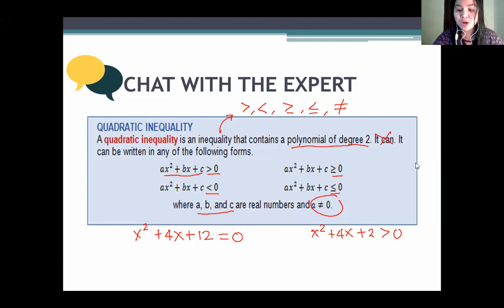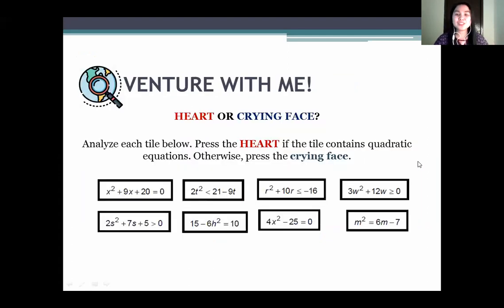Now, let's have our venture activity. Instead of red or blue, we'll have it as heart or crying face. So you prepare your emojis, your heart, and your crying face. You press heart if the one that I will encircle is a quadratic equation. But if it's a quadratic inequality, you need to press a crying face. Ready? Let's start. Let me see our gallery for today.